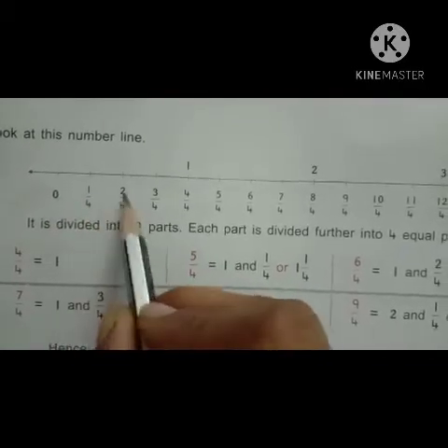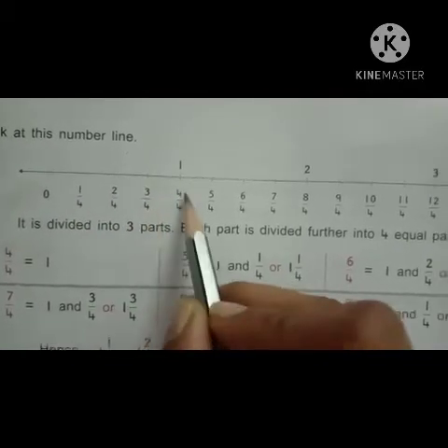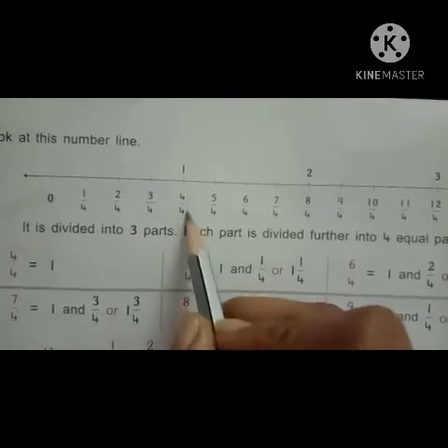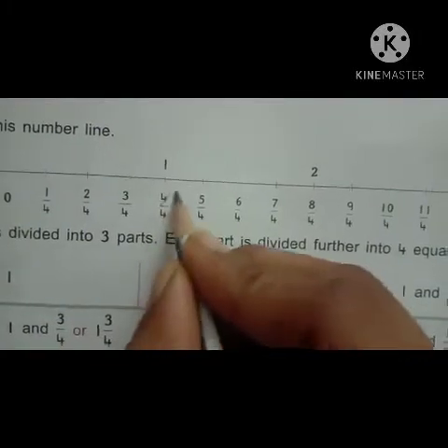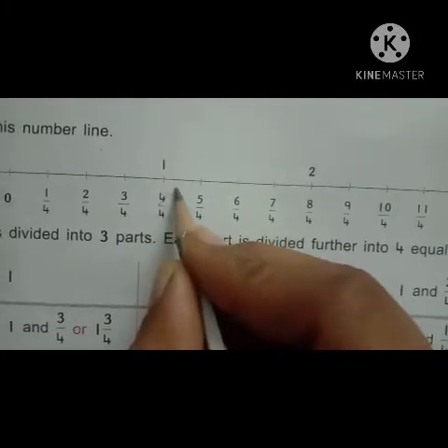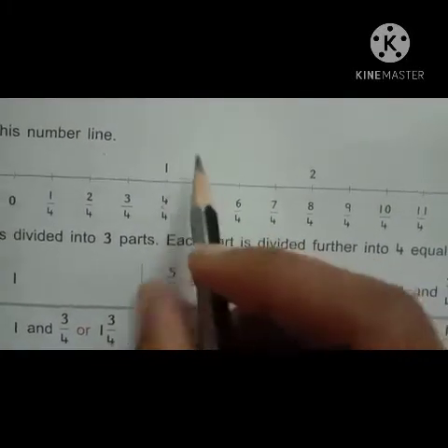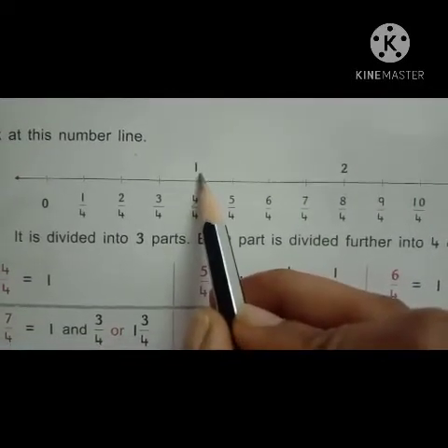0, 1 by 4, 2 by 4, 3 by 4, 4 by 4. 4 by 4 means the numerator and denominator, two numbers, are the same, no? That's why 4 ones are 4, 4 ones are 4. 1 by 1 equals 1. So here we have to write only 1.